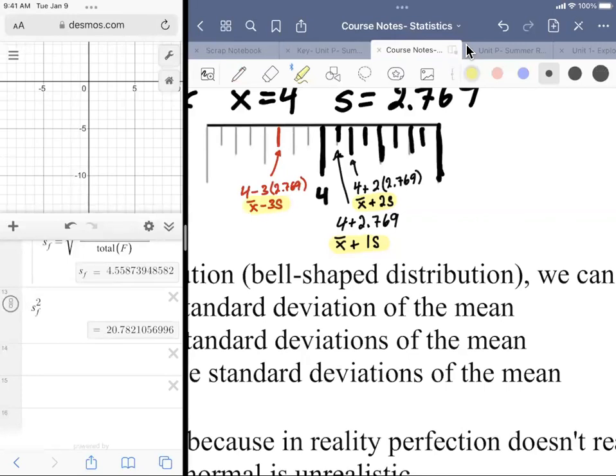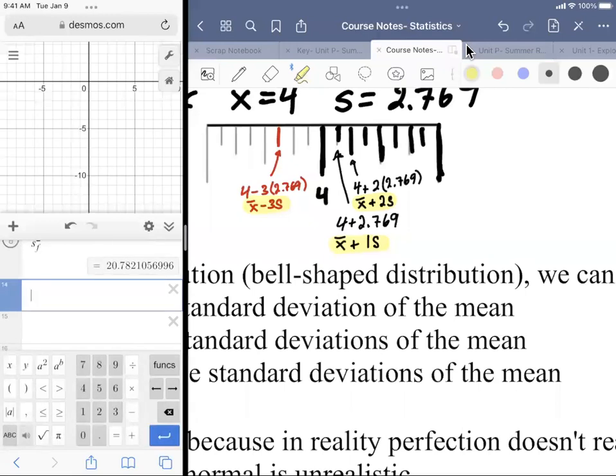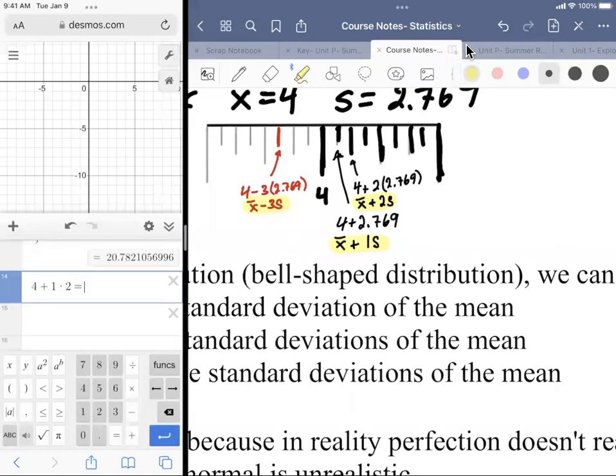So if I tell you in this data set I have a number like 10, how far is that away from the mean? You can count in increments of 2.769 away from 4 and come up with that value. You could also do it using technology, just to get an idea, and then you'd figure out what the placement is. If I did it using technology, I would just keep it simple. I would have 4 plus 1 times 2.769.